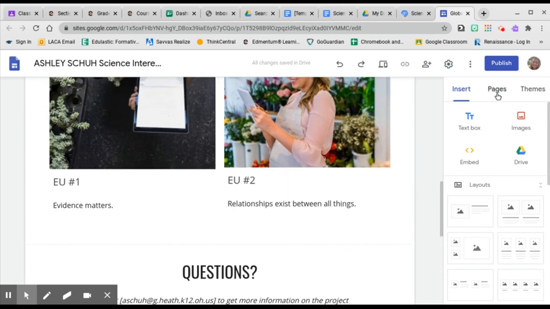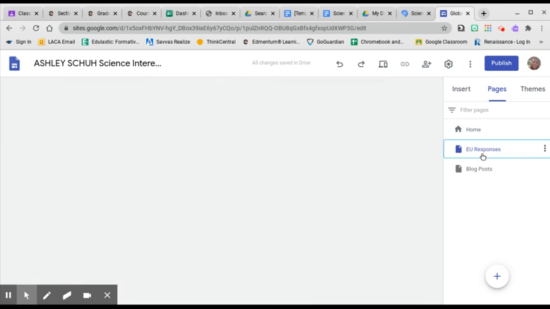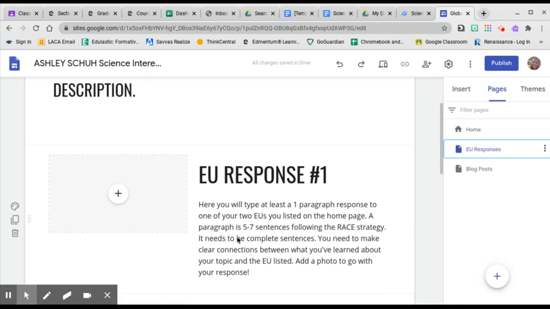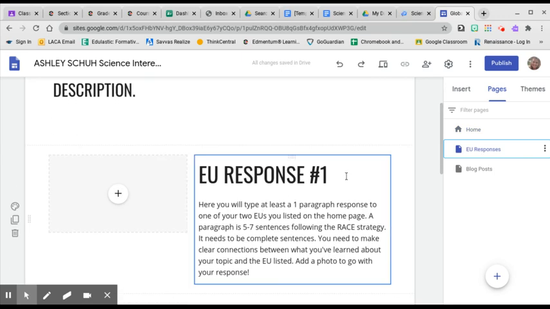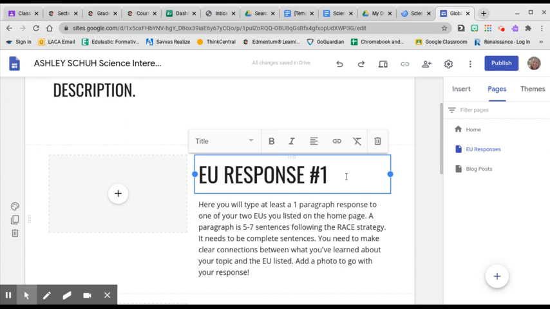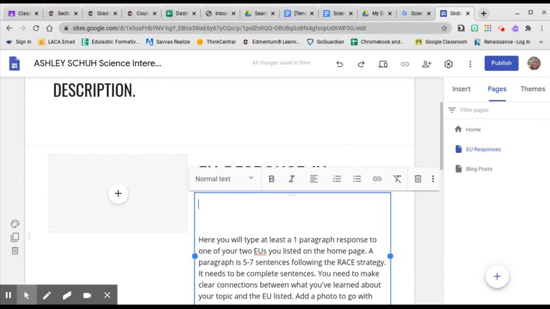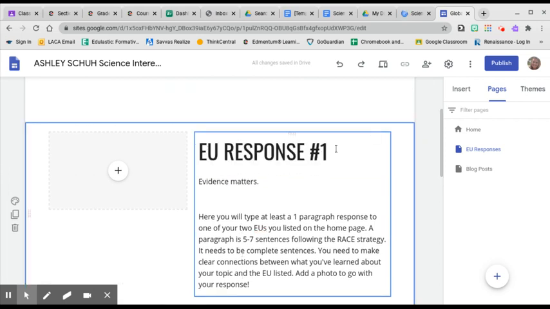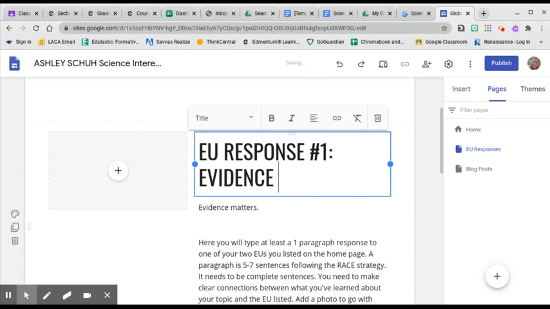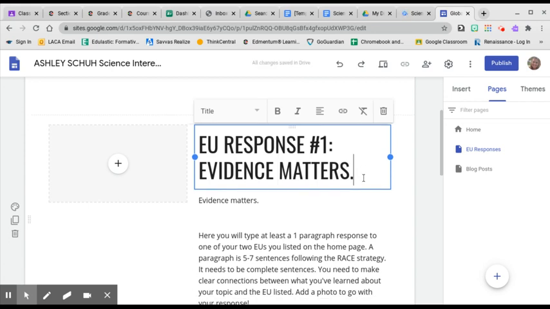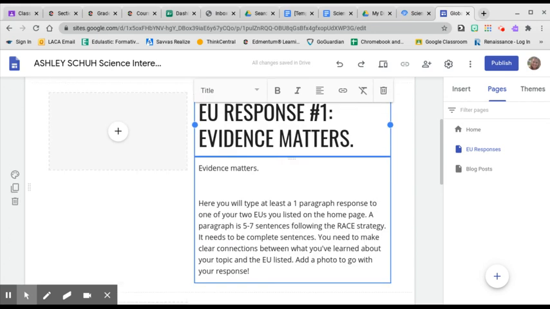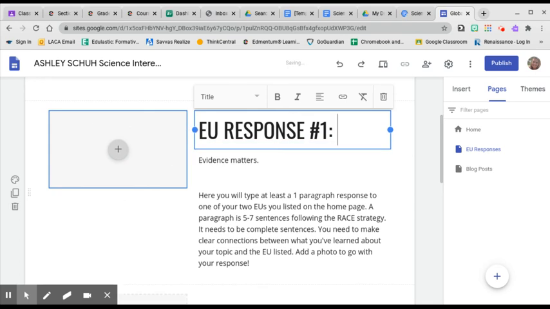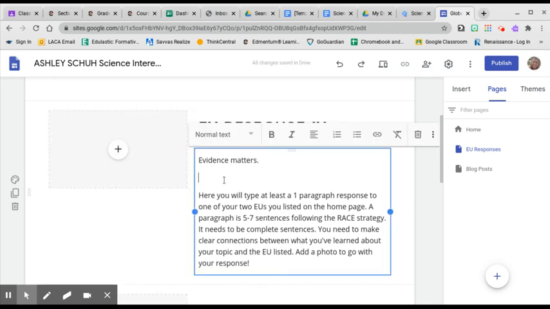So that's done there. And then remember on the EU responses page, you could add it to the title, or you could enter it and put like evidence matters here, and then you would have your response here. And then down here, you would do your second one. So once you decide what two EUs you want to do, you would format your blog like that.